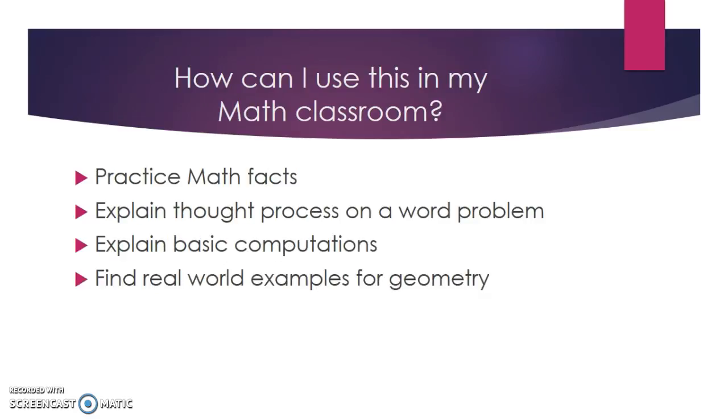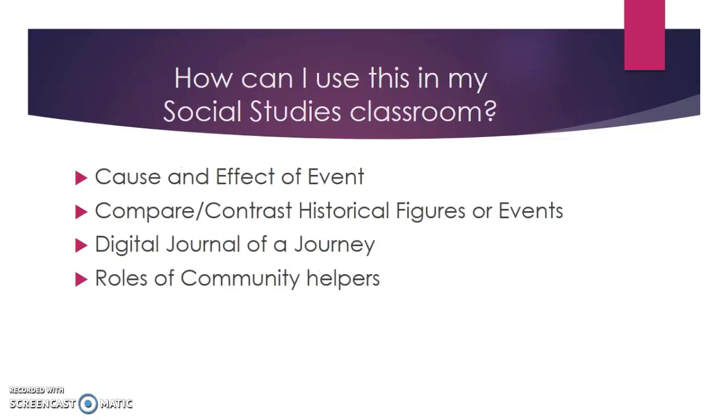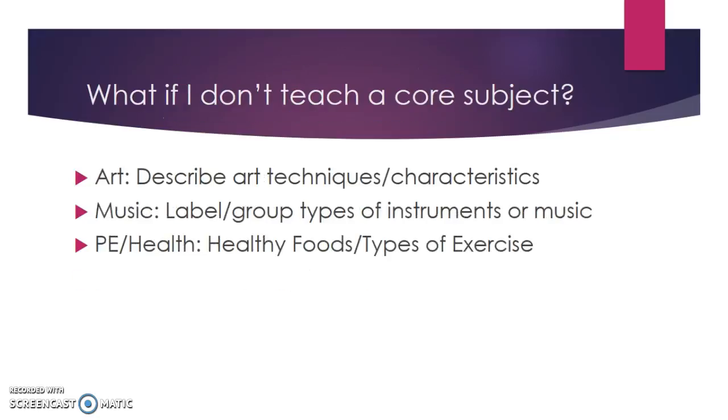In the math classroom, students are able to explain the thought process on a word problem or explain their basic computation. In the science classroom, students can label science equipment, explain a diagram or flowchart, or even explain the results of an experiment. In the social studies classroom, students can create a digital journal of a journey of a historical figure or someone during an historical event.